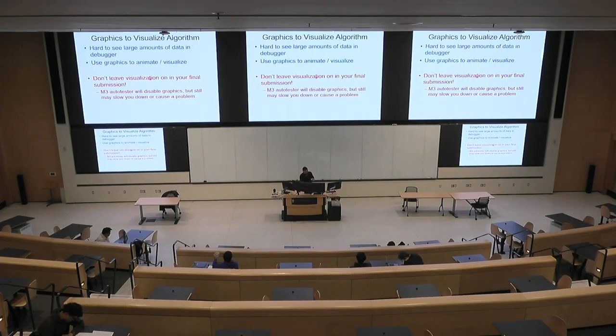But make sure not to leave the visualization in your final submission, because the M3 auto tester will disable the graphics, but it may still slow you down if you keep it on in some way that we don't know about. If it's right within the algorithm itself, we're not sure whether you're using graphics or not.